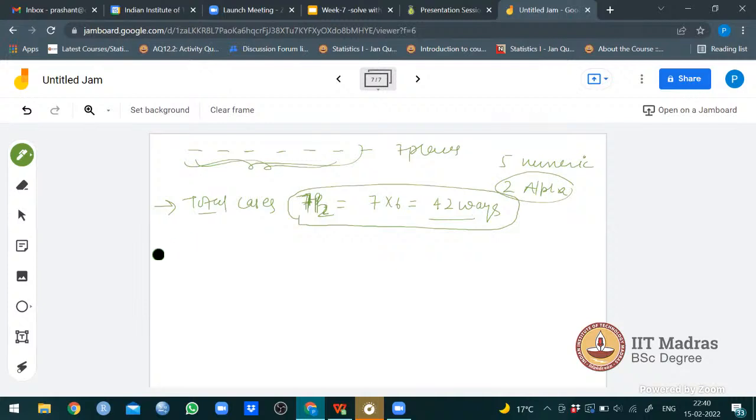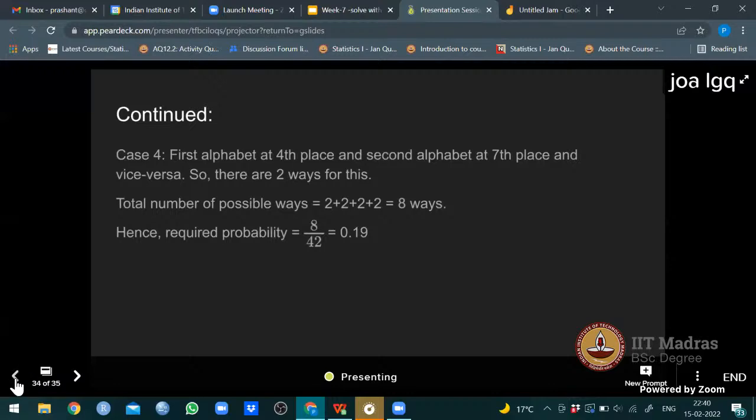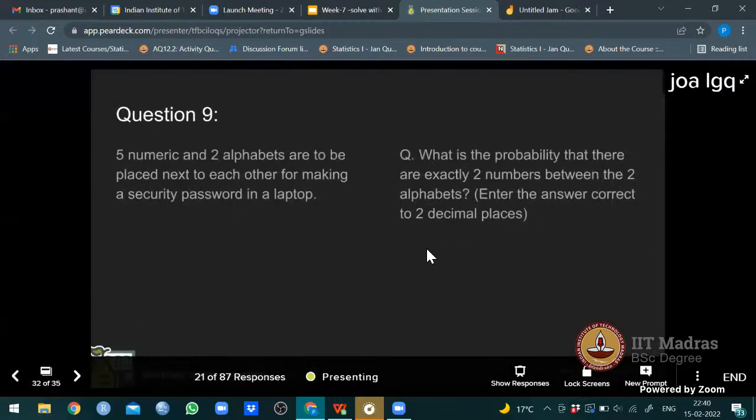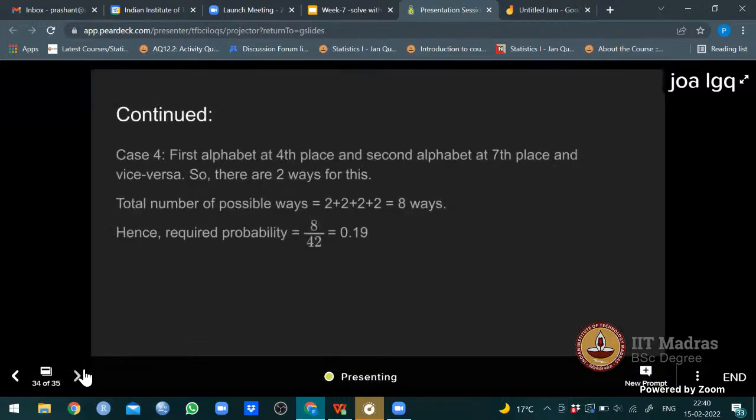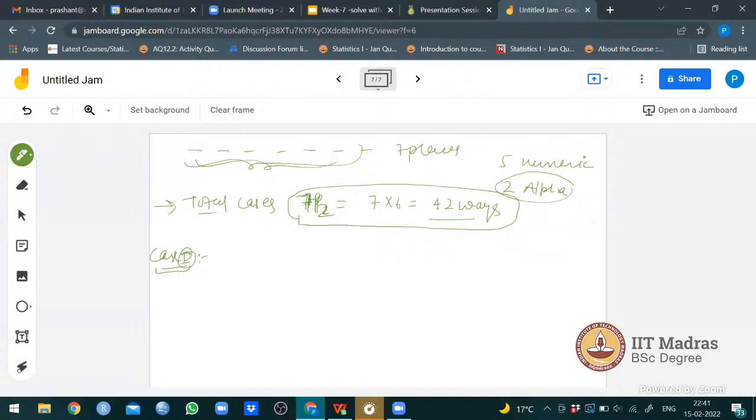Sir, one more thing: the password can be 4-digit or 5-digit or 6-digit or 7-digit. What is the question? Your question is to find the probability of exactly 2 numbers between the 2 alphabets. That's it. You are making the password using 5 numeric and 2 alphabets, meaning the whole thing. It's not mentioned that you have to think about 2-digit or 3-digit passwords. Let's focus on this one.